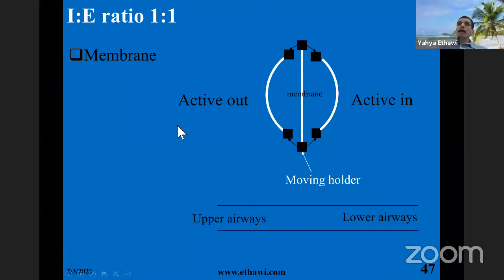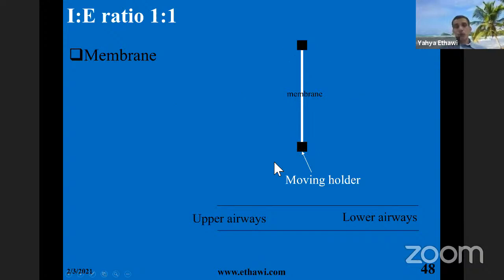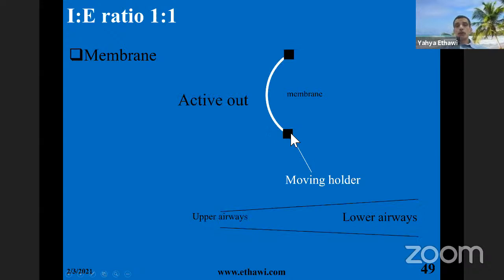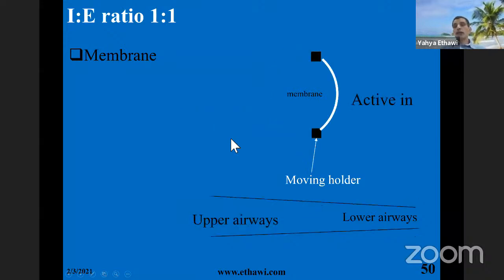So how do we select the inspiration to expiration ratio? Now we have two types of oscillating ventilator, either using a membrane or a piston. So we have the membrane, and the membrane goes in and out by changing the position of the holder. So this is the membrane at the start. When the holder moves to one side, it bends the membrane, causing active out. When it moves to the other side, it causes active in, and therefore it does like that.